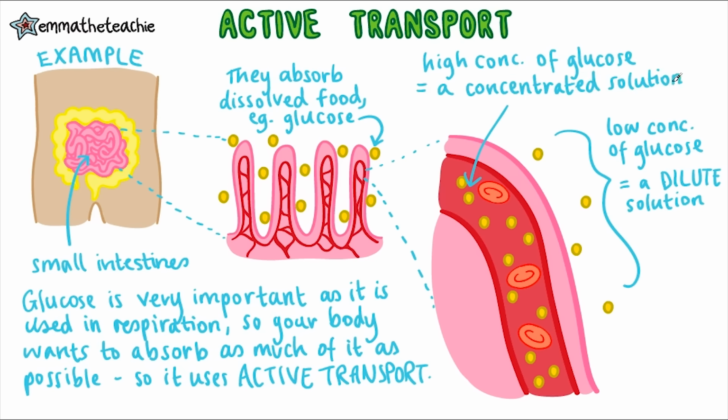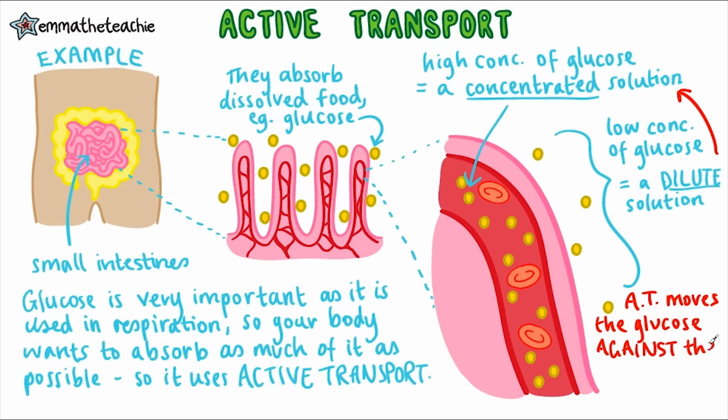Your body is able to move the glucose from where it is in a dilute solution to where it is in a more concentrated solution, and this allows it to move the glucose against a concentration gradient, bringing it inside your bloodstream and transporting it to tissues where respiration can then take place.